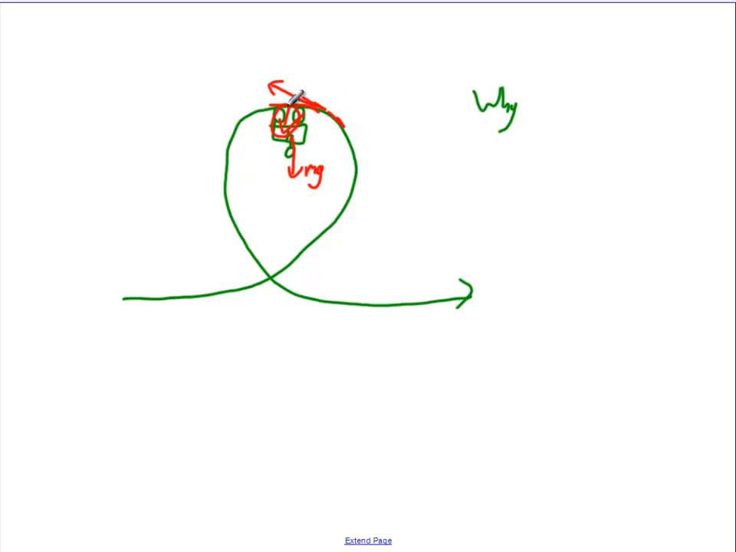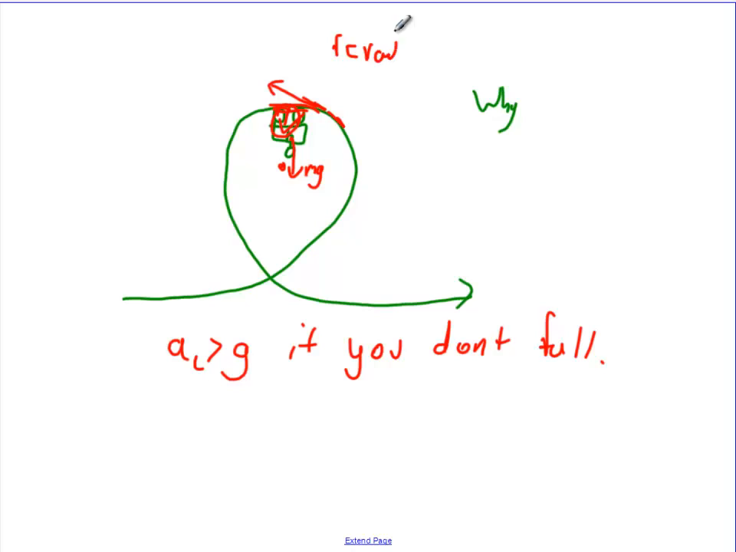As long as this force is here, then your acceleration to keep you in a circle is greater than the acceleration due to gravity. So here's what you have to keep in mind. The centripetal acceleration is greater than g if you don't fall, right? If you do fall, then the centripetal acceleration is less than g. And one of the things I like to ask is, what's the minimum speed you can have up here if this circle has a radius r, and still stay in your seat?